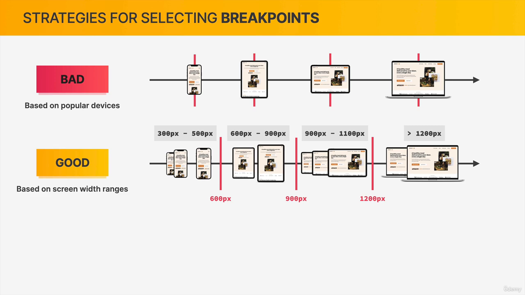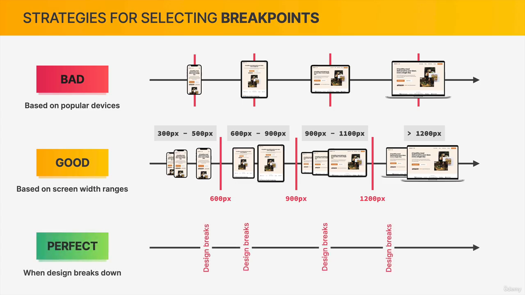So again, this is already a much better strategy than the first one, but we can make it even better by combining this with the perfect strategy. And the perfect strategy is basically all about setting breakpoints at places where the design breaks down. So in this strategy, we can try to completely ignore devices and device categories altogether and only look at our content and our design. And ideally, it works like this.